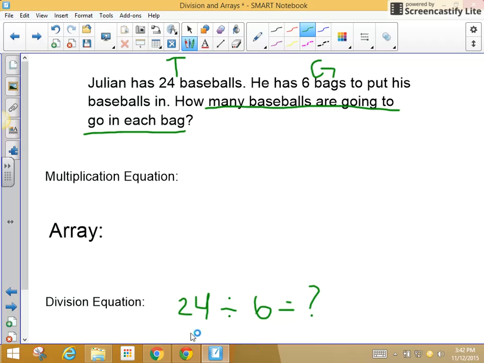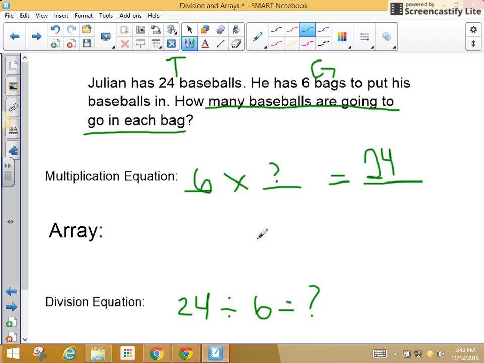Okay. Now let's switch this to a multiplication equation. Remember, groups times how many go in each equals your total. So how many groups do I have in this word problem? 6. How many are going to go in each bag? I don't know. How many total baseballs do I have? Got it, 24.